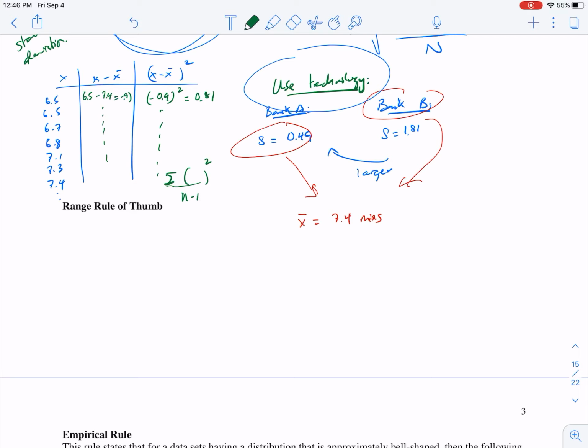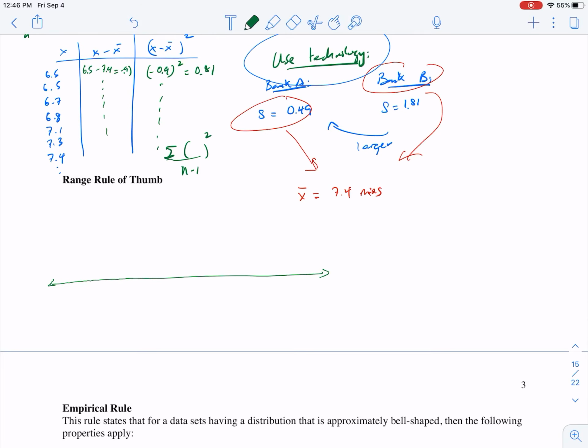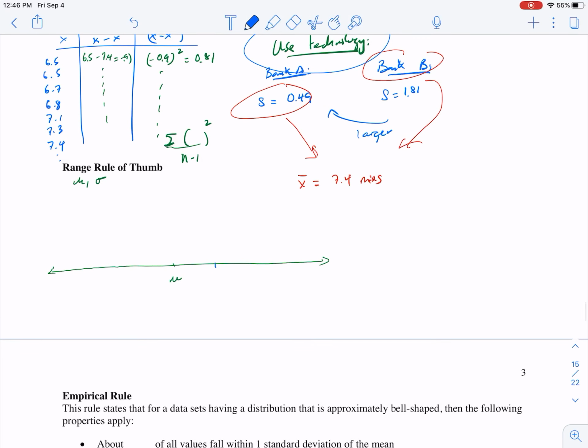Let's say we have a quantitative data set and we scale it on a number line, with the mean in the middle. Here's the mean, mu, and then we find the standard deviation, sigma. If we take the mean and add 2 times the standard deviation, we get mu plus 2 sigma. And then we subtract 2 times the standard deviation on the left-hand side as well, so mu minus 2 sigma.